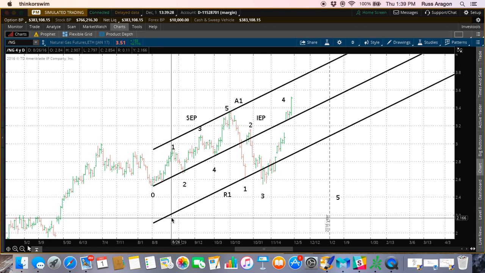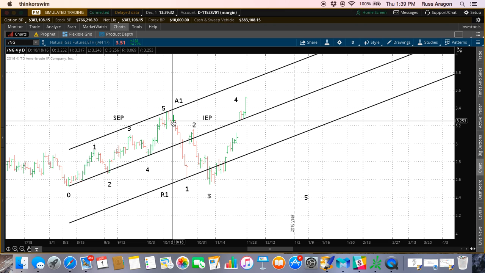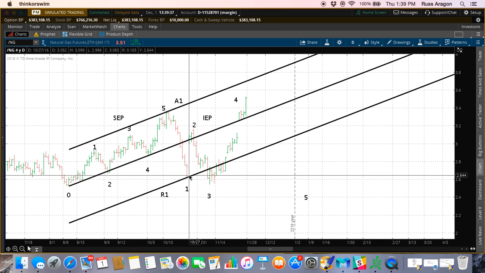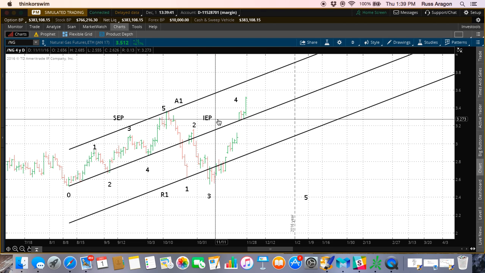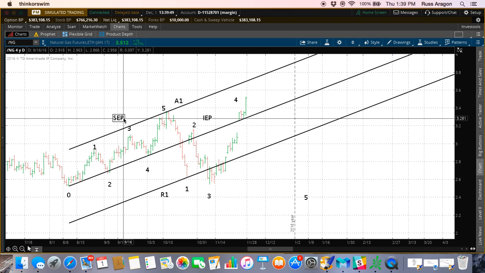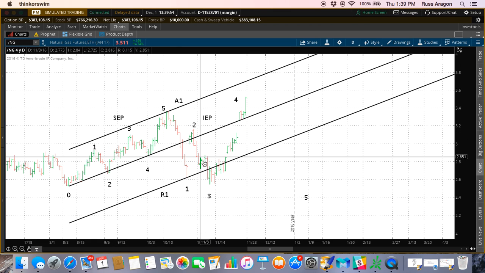So that being said, we went to R1. Now it bounces. It's going to put in another formation. So we bounce, we go to P1. We go 1, 2, 3, 4. Now we're putting in an inverse EP formation. An EP formation is a topping pattern, just like a SEP, a skewed expanded pivot formation. It's a topping pattern, but an IEP is a bottoming pattern.